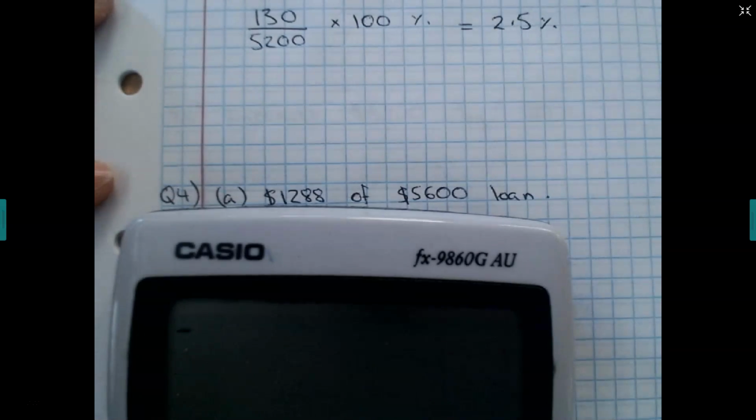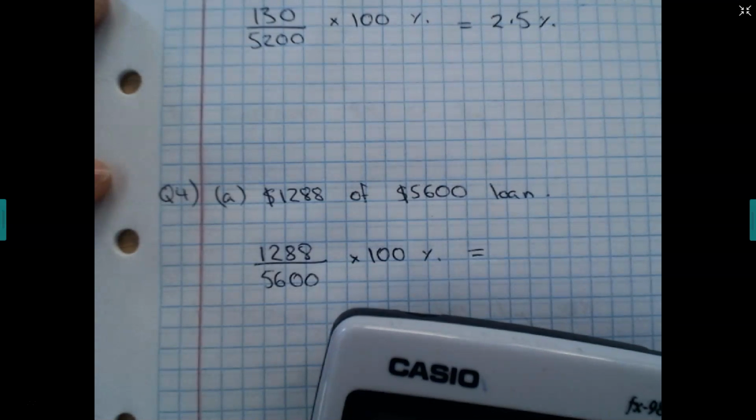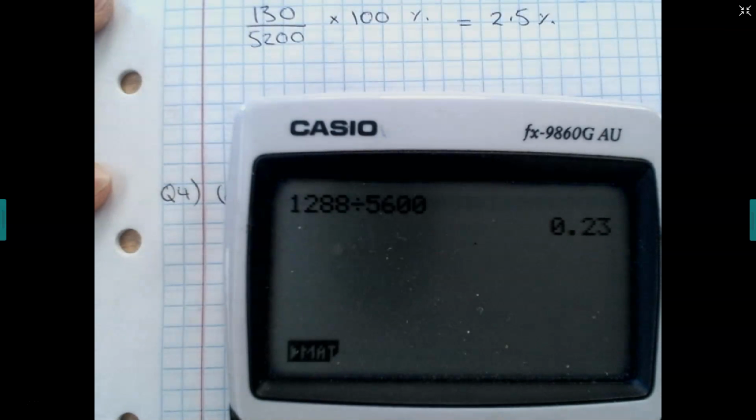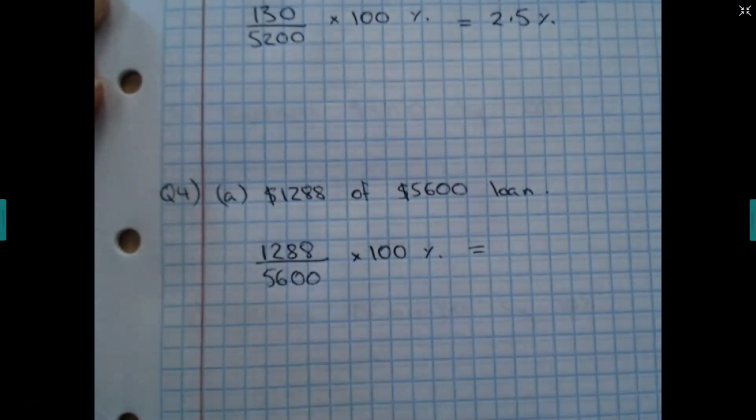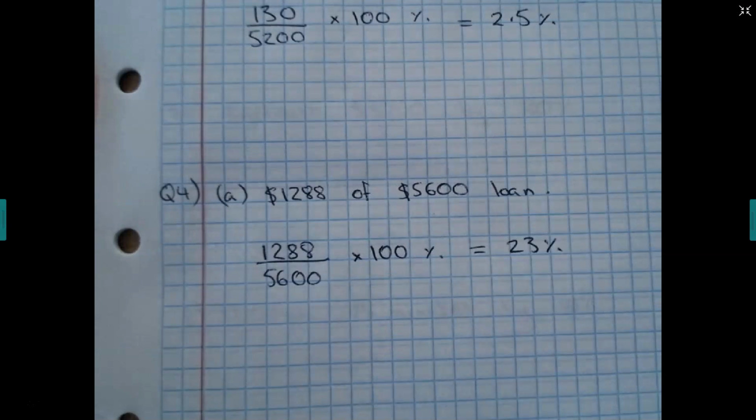So we've got 1288 divided by 5,600, which gives me 0.23. Therefore, if you multiply that by 100, it's just going to be 23. So this would be 23%. That was question 4A.